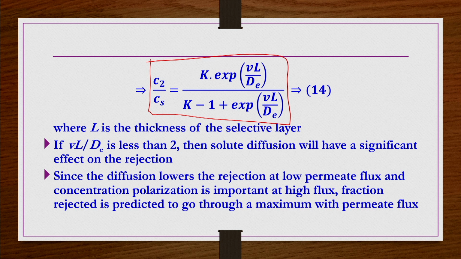Since the diffusion lowers the rejection at low permeate flux and concentration polarization is important at high flux, the fraction rejected is predicted to go through a kind of maximum with the permeate flux.